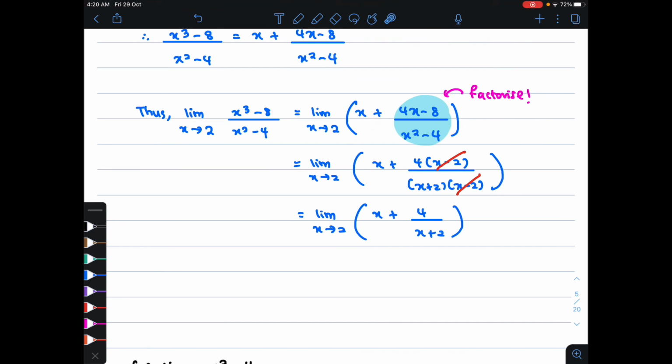We haven't substituted the values of x yet into f(x). That's why we still have limit x approaches 2. So now substitute x equal to 2 into f(x), and the answer is 3.